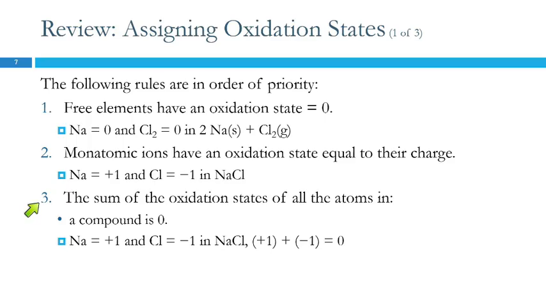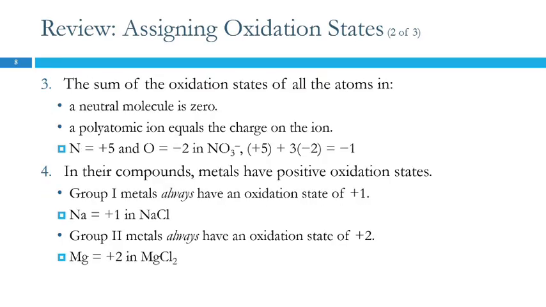The sum of the oxidation states in a compound that is neutral, has 0 charge overall. All of the parts of the compound, their oxidation states have to add up to 0. If you have a neutral molecule, like H2O, does it have a charge on it? No. All the oxidation states have to match the charge on the thing, which is 0. It has to add up to 0.